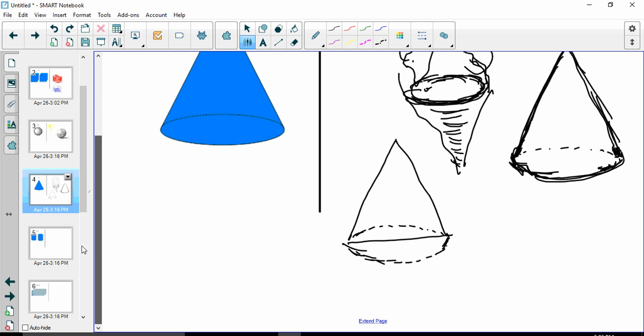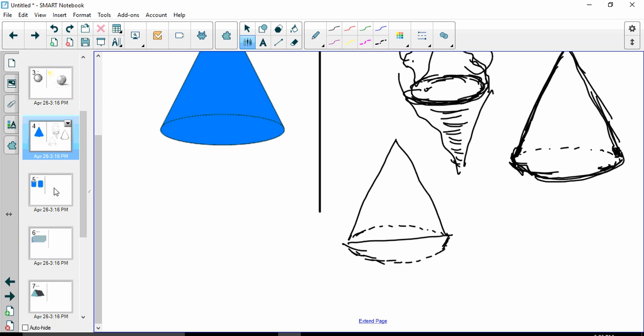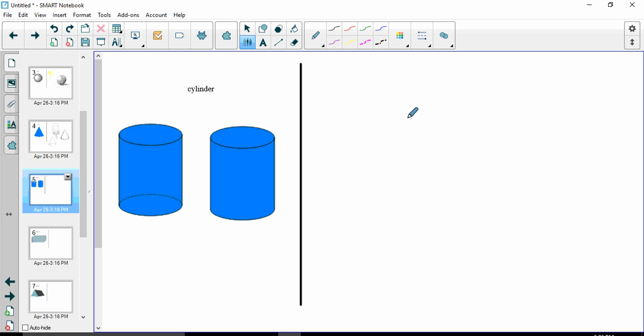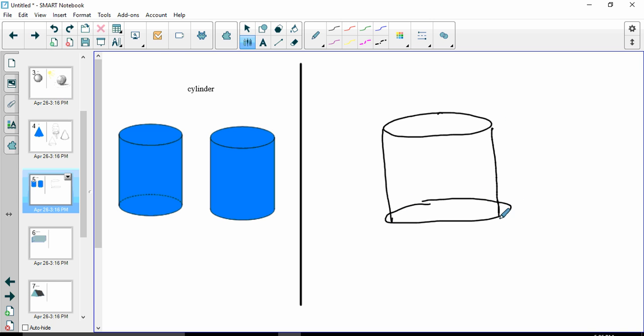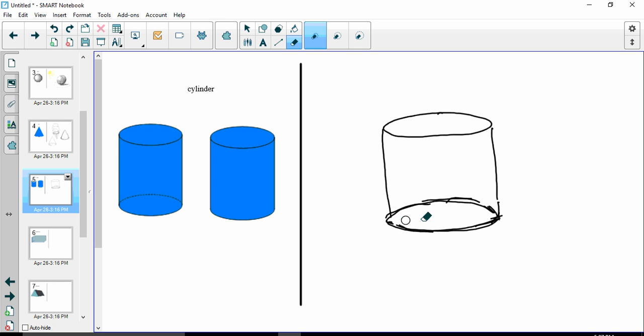All right, moving along. Let's talk about cylinders. Cylinders are just like the cone. You just draw two oval shapes, one at the top, and another oval shape at the bottom, and you connect these two oval shapes. But you have to make sure that you have your smiling shape right here. It has to be an oval shape.